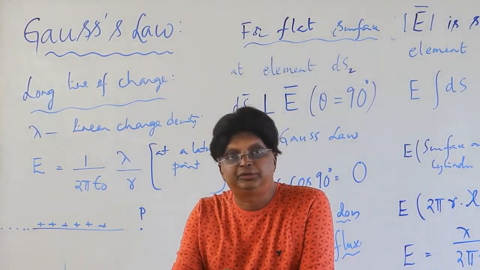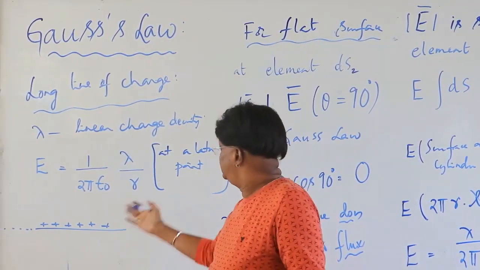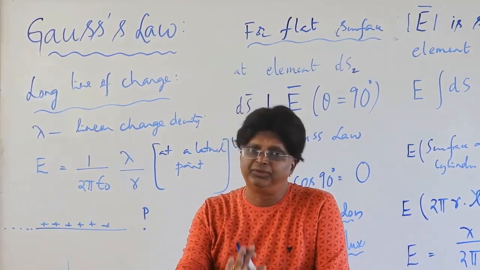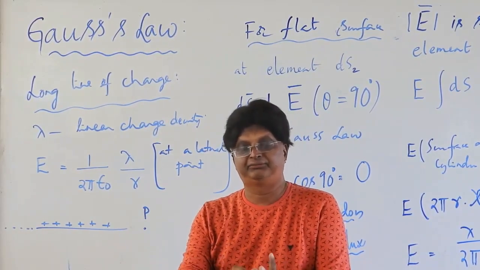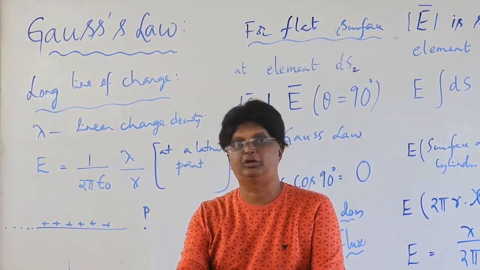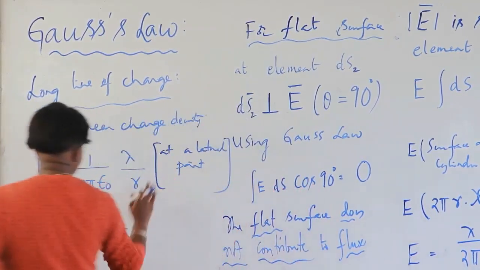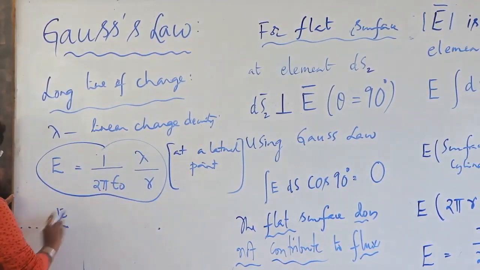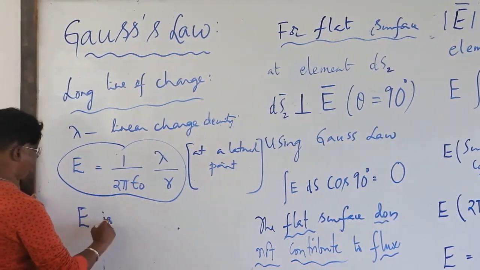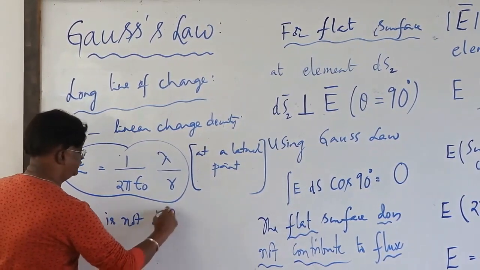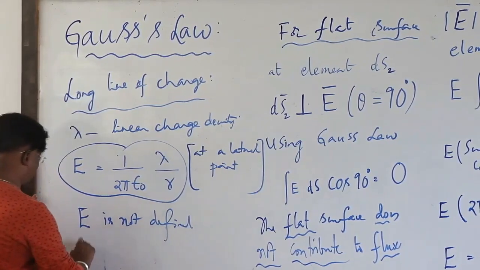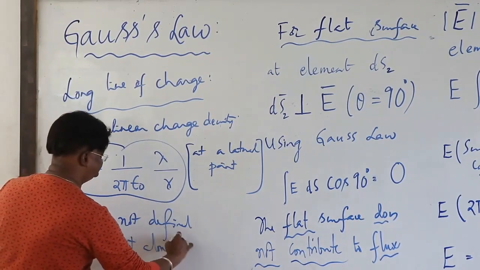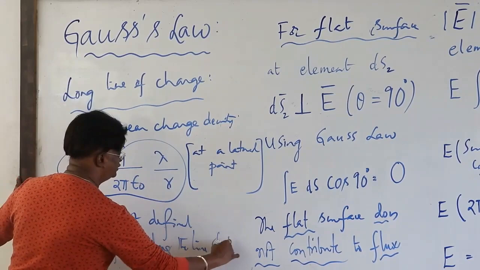Don't say E is equal to 0. For this point, you will write R equal to 0 and E equal to infinity. E equal to infinity does not mean that it has a very huge value. In fact, it is not defined. We cannot define that point. So therefore, this is a result to be remembered for a lateral point, and E is not defined at a point along the line of charge.